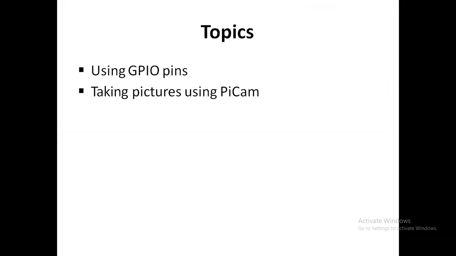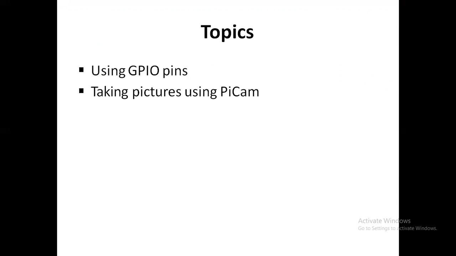So these are the topics that we are going to cover: using GPIO pins, which are general purpose input output pins, and taking pictures using the Pi camera. These are two examples where we can understand the Raspberry Pi more. First we will cover how to use the GPIO pins, and then we will cover how to integrate the Pi camera with the Raspberry Pi for taking images.